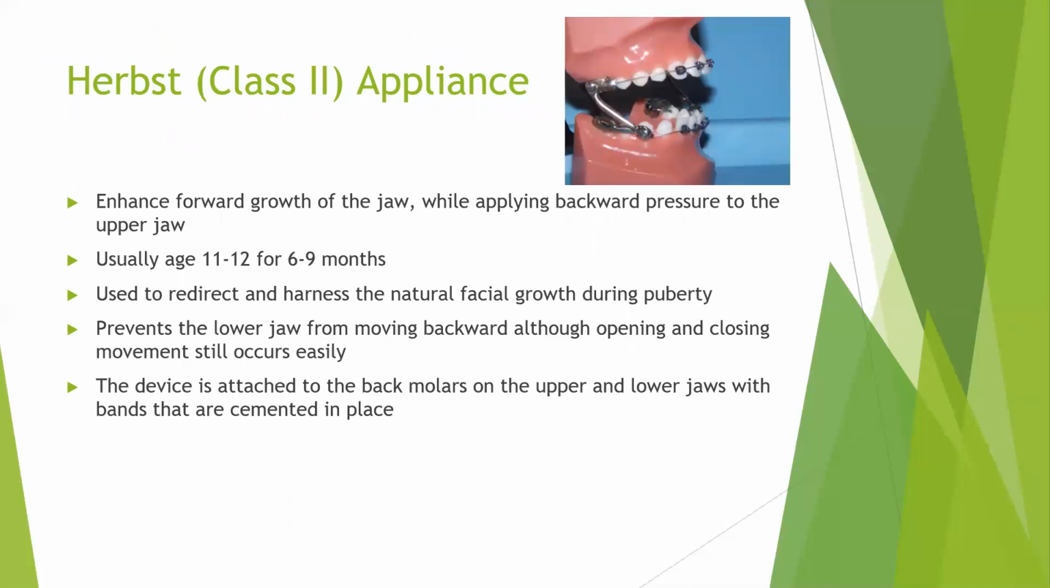Here is an example of a Herbst appliance, which corrects Class 2 malocclusions. A Herbst appliance enhances the forward growth of the jaw while applying backward pressure to the upper jaw. The usual age for success in use of this appliance is between 11 and 12 years of age, and it should be worn for 6 to 9 months. It is used to redirect and harness the natural facial growth during puberty. It prevents the lower jaw from moving backward through opening and closing movements, and the device is attached to the back molars on the upper and lower jaws with bands that are cemented in place, as you see here in the photo.